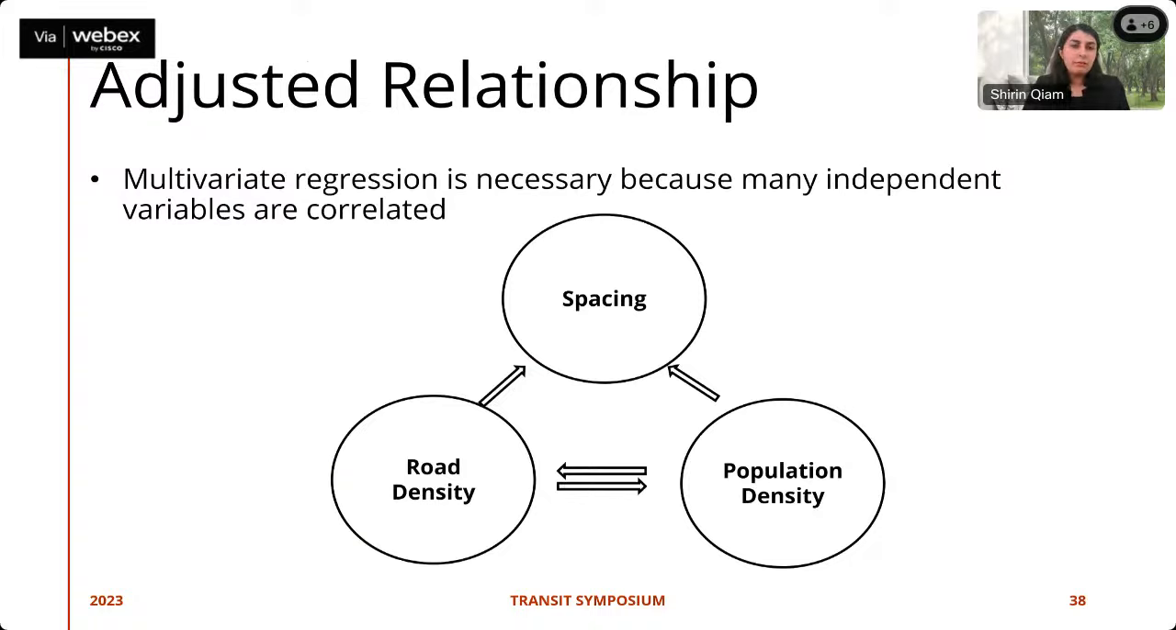Okay, however, relying just on bivariate analysis is not correct because all of our independent variables are correlated to each other. Let's see an example. We know that population density has some impact on spacing and on road density. So when we want to see the impact of road density on spacing, if we just consider these two variables in a bivariate relationship, we miss the fact that some of that influence in the coefficient is because of population density, not road density.